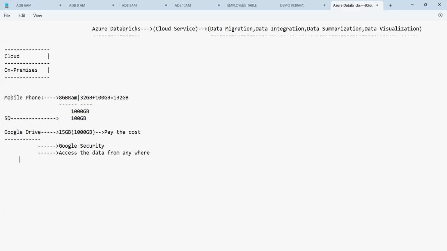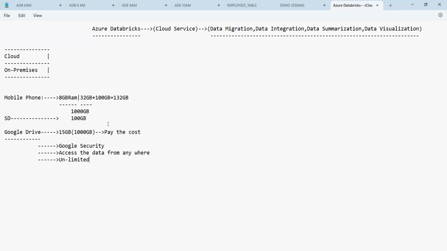Whereas the third point is unlimited storage. You pay the cost for whatever capacity you want to store. You can store the data unlimitedly. Yes guys, unlimited data you can store.